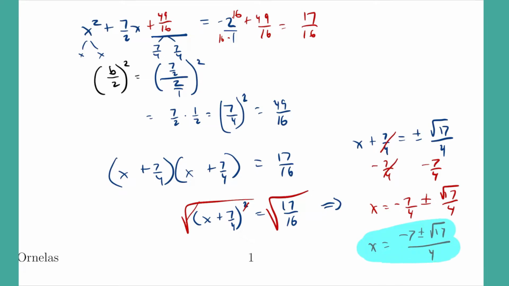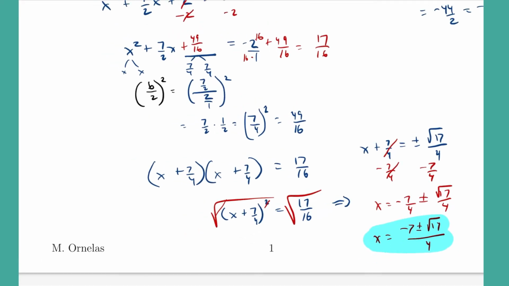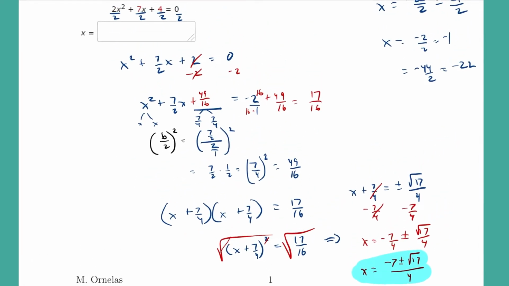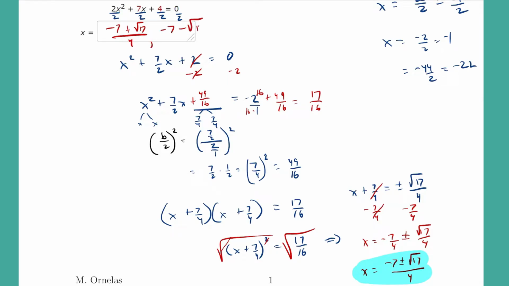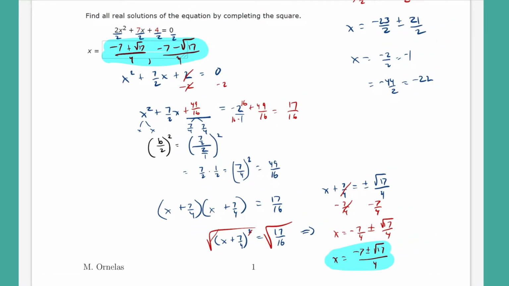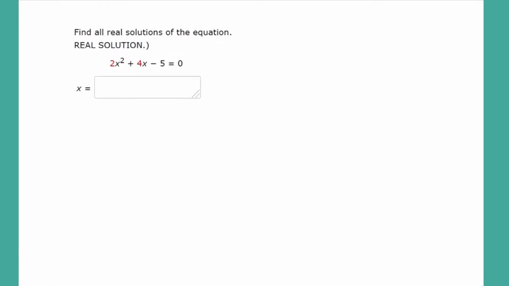And of course, we need to write the answers separately for WebAssign to accept it. So one answer would be negative 7 plus radical 17 over 4, comma, negative 7 minus radical 17 over 4. That would be the two solutions. Let's take a look at the next example.